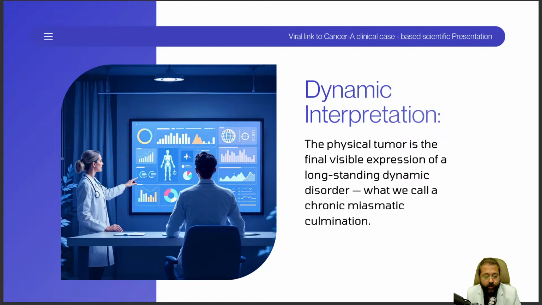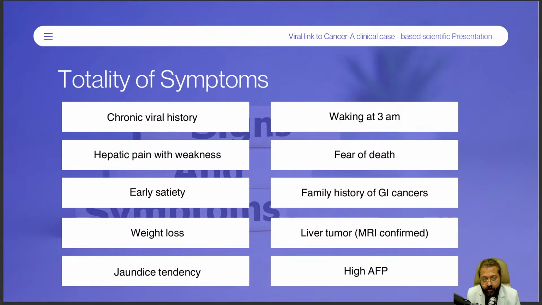Now this is the totality we drew from the case: chronic viral history, hepatic pain and weakness, weight loss, jaundice tendency, as we have seen that SGPT, SGOT, and even bilirubin got impacted. Along with that is an accessory symptom, fear of death, because if we see any cancer case, what is the general tendency of the people? They have the fear of death. Family history of GI cancer, which is really important. How it is important, I'll explain. Now, liver tumor confirmed by MRI, and high AFP. This is our totality.